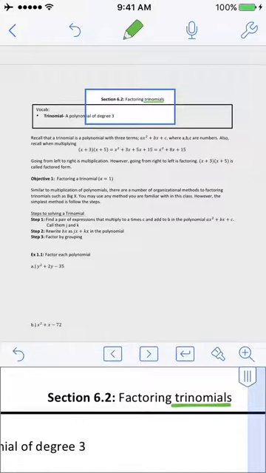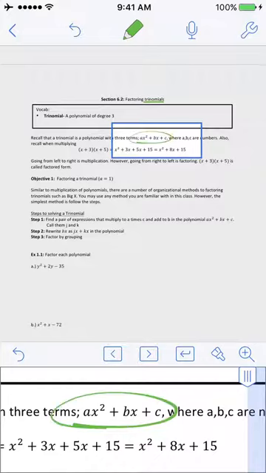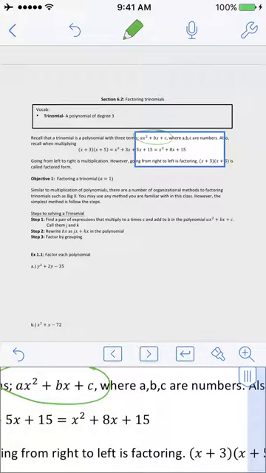So we got trinomials. Trinomials, remember, that means 3 terms. So they look like this, ax squared plus bx plus c. Now, a, b, and c are just numbers, right? So you might see things like x squared plus 8x plus 15. So those are the trinomials that we will be looking at today. First where a is just equal to 1, and then where a is not equal to 1.